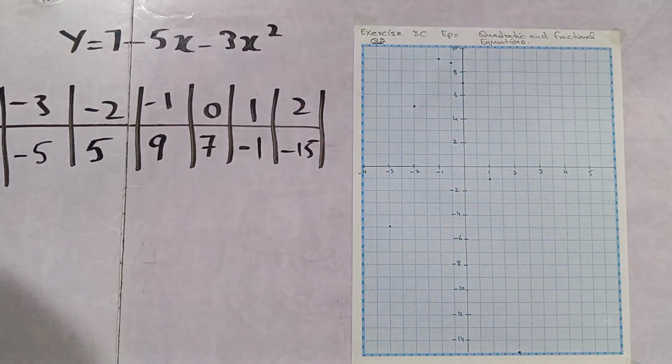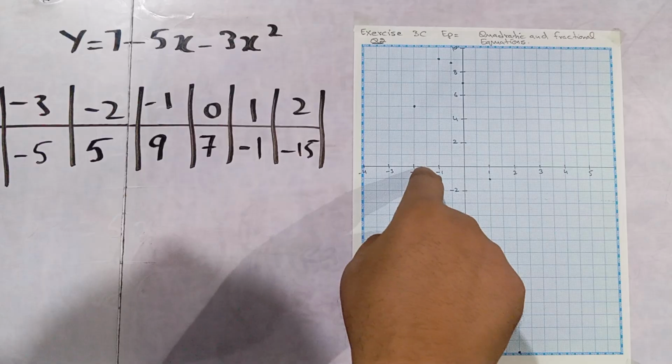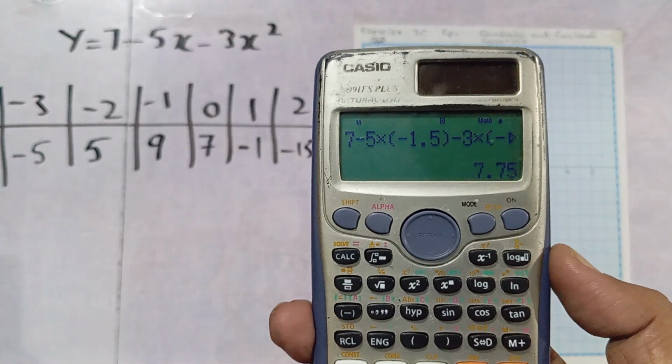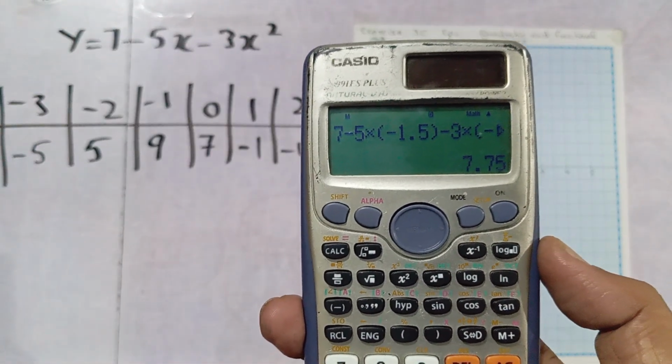Then I will check the value at minus 1.5. So 7 minus 5 multiplied by bracket minus 1.5 bracket close, minus 3 multiplied by bracket minus 1.5 bracket close square, equals, and that is 7.75.